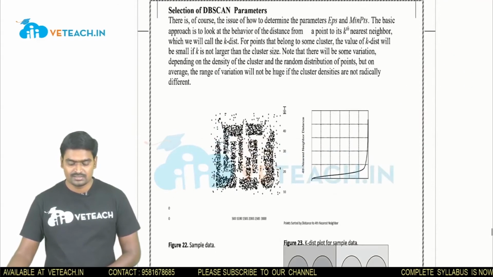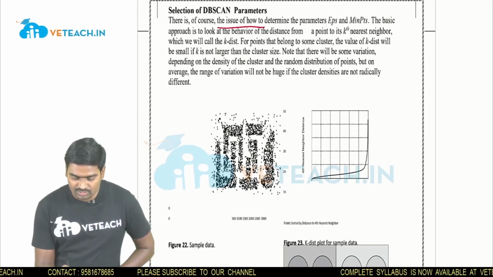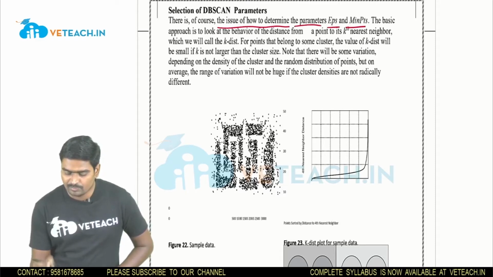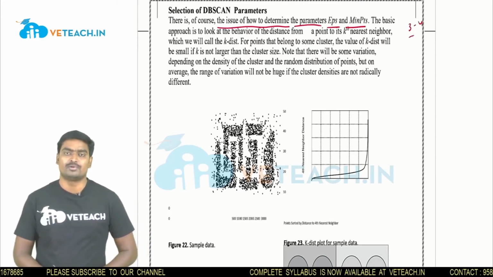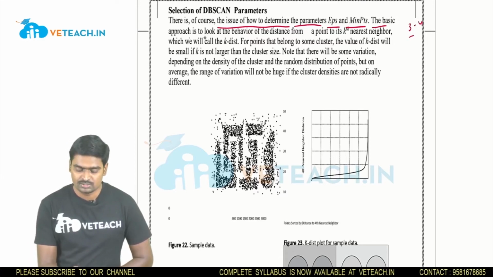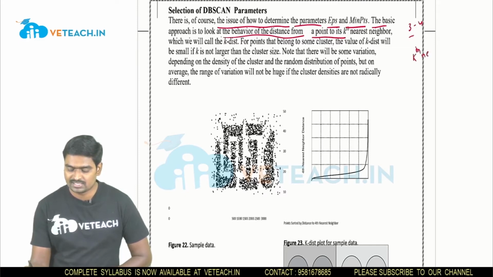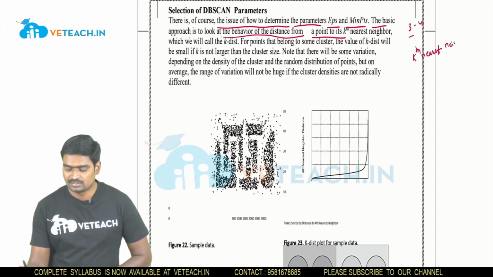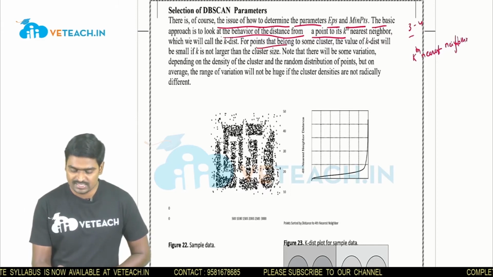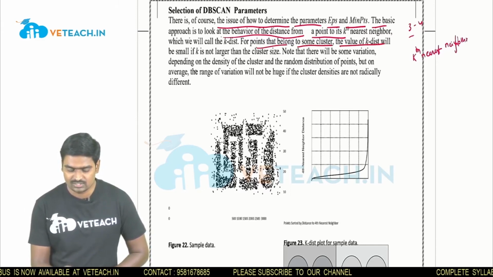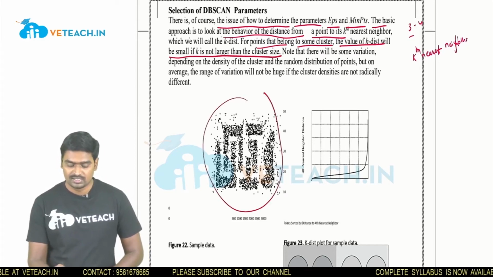Next, selection of the DBScan parameters. See here, there is the issue of how to decide the parameters epsilon and minimum points. The minimum points can be 3, 4 like that. The basic approach is to look at the behavior of the distance from a point to its k-th nearest neighbor, which we will call the k distance. For points that belong to some cluster, the value of k distance will be small if k is not larger than the cluster size.